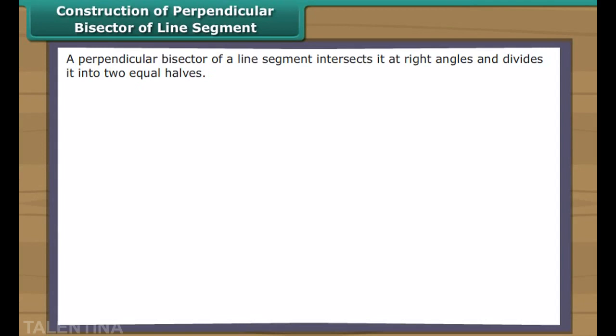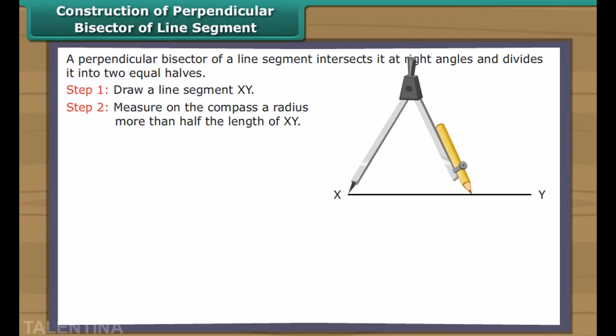Construction of perpendicular bisector of line segment. A perpendicular bisector of a line segment intersects it at right angles and divides it into two equal halves. Draw a line segment XY. Measure on the compass a radius more than half the length of XY.